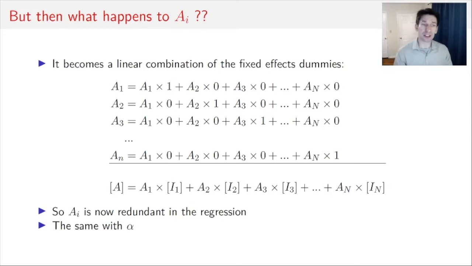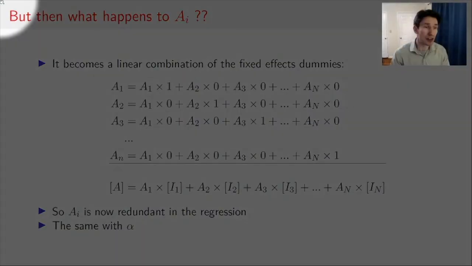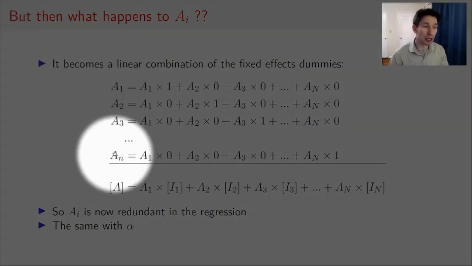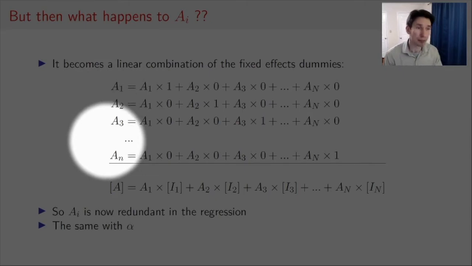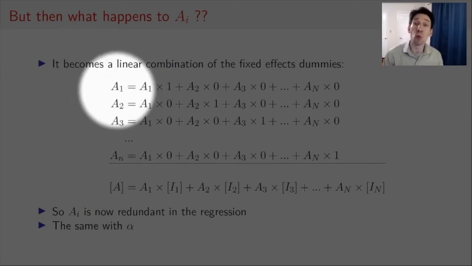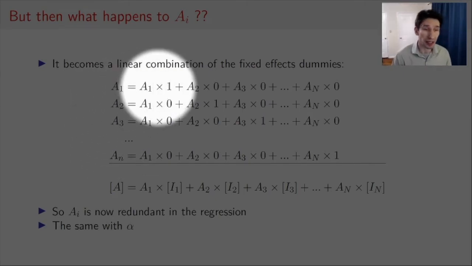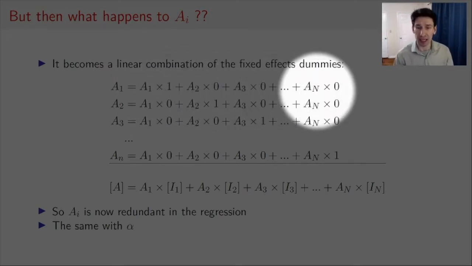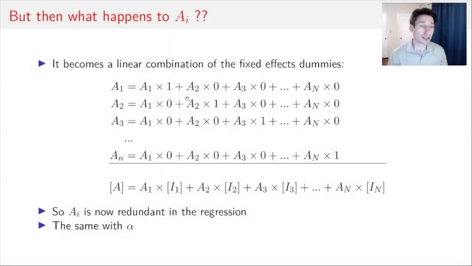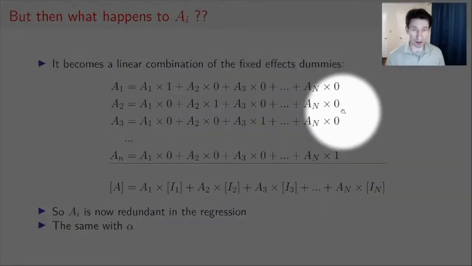To see that, just think about it this way. The vector ai is the vector of values a1, a2, a3, etc., until your last individual aN. This is a for individual 1, this is a for individual 2, etc. Okay, but a1 can be thought of as a1 times 1 plus a2 times 0 plus a3 times 0, etc., plus aN times 0. Okay, the same thing with a2. It's a1 times 0 plus a2 times 1 plus a3 times 0, etc.